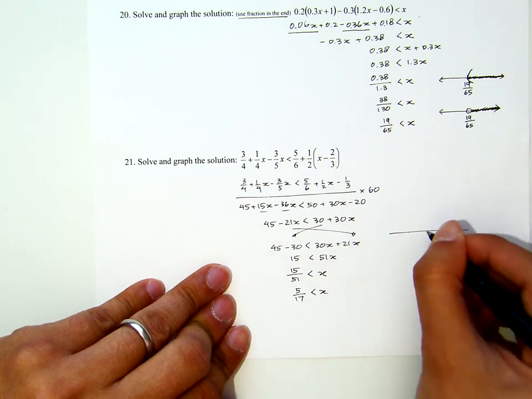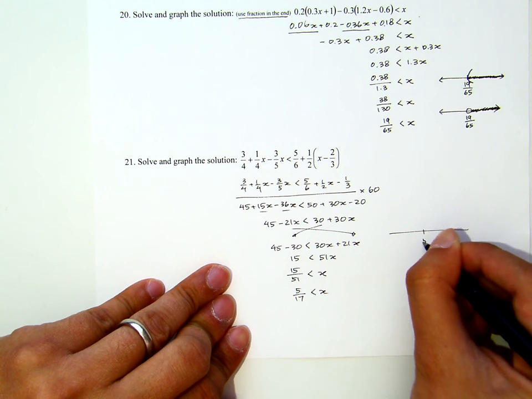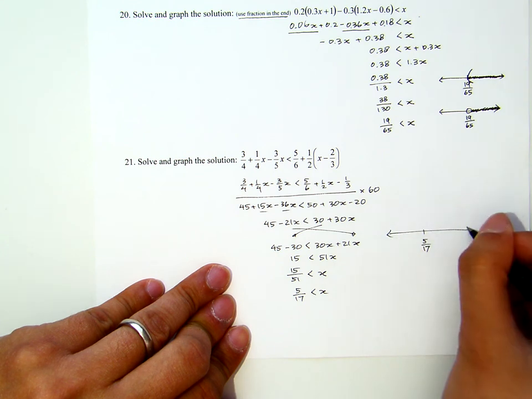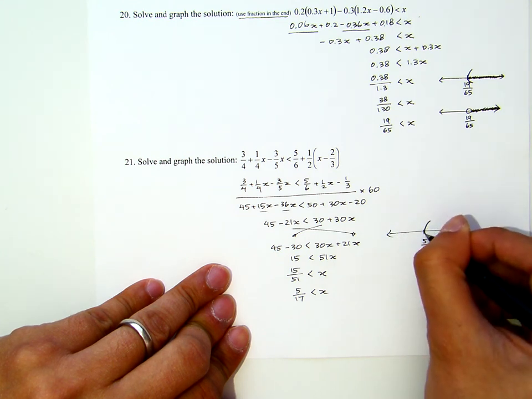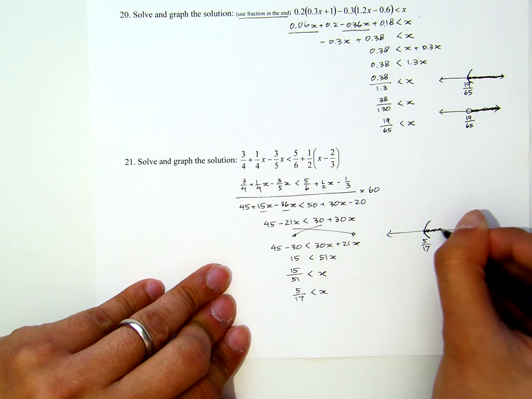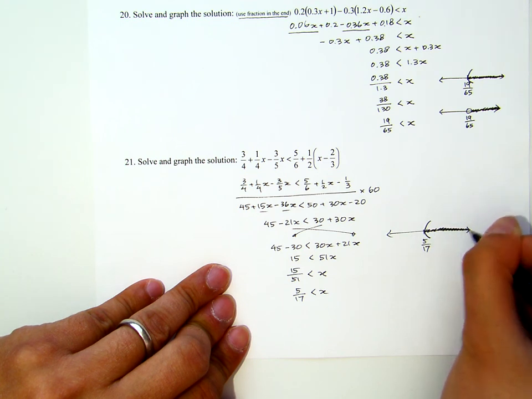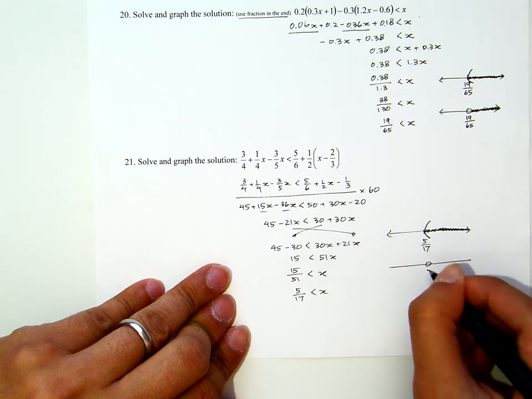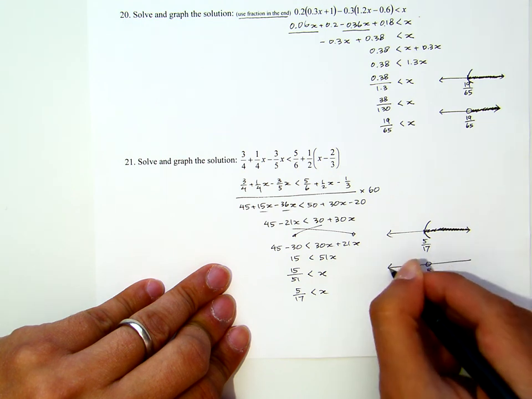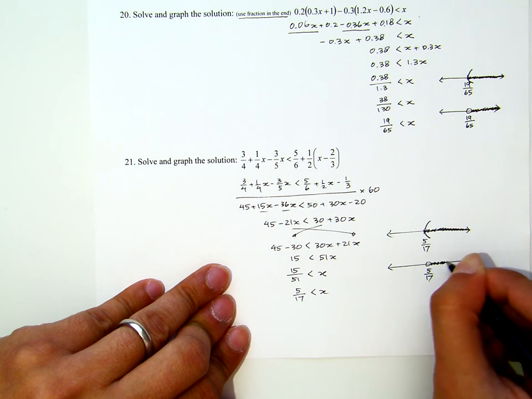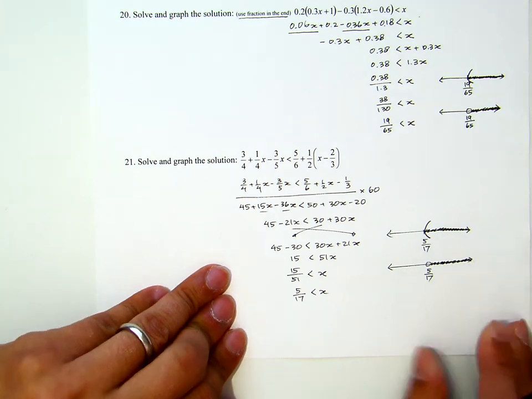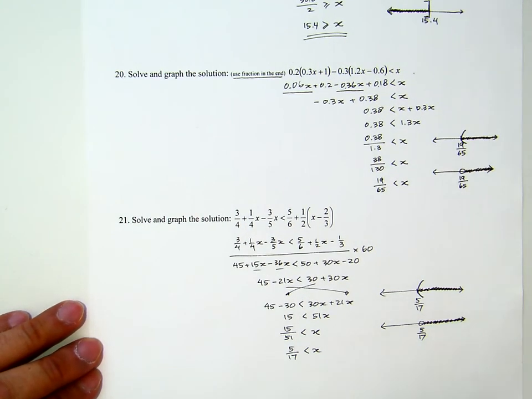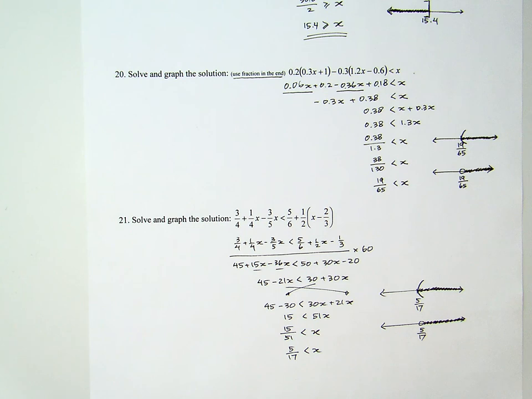If I grab that, and I say this is 5 over 17, and I want to use the parenthesis method, I will shade to the right of that, and I don't include the equal sign, right? Or if I want to use the circle method, this is what it looks like. Okay, that's for Spring 2012 Test 1, number 20 and number 21.